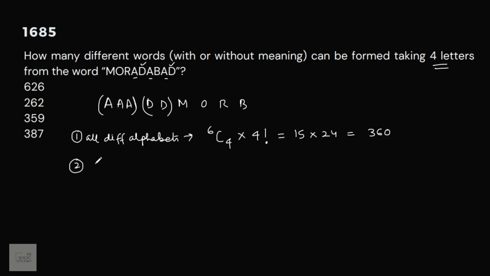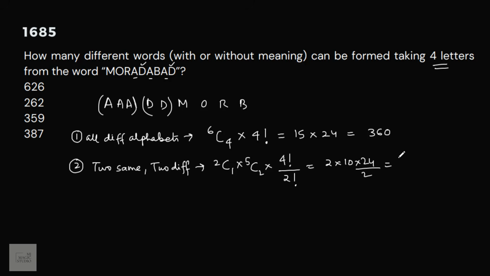Now, second case, we can take 2 same and 2 different alphabets. So 2 same alphabets can be selected only out of these 2 alphabets. So out of 2, I have selected 1 alphabet and I have taken another partner of that. Now from the remaining 5, I need to select 2 more. Now I have 4 letters with me which can be arranged in factorial 4 ways, but out of that 2 are of the same kind. So how many words can be formed taking 2 same and 2 different? 2 into 10 into 24 by 2, that is 240.